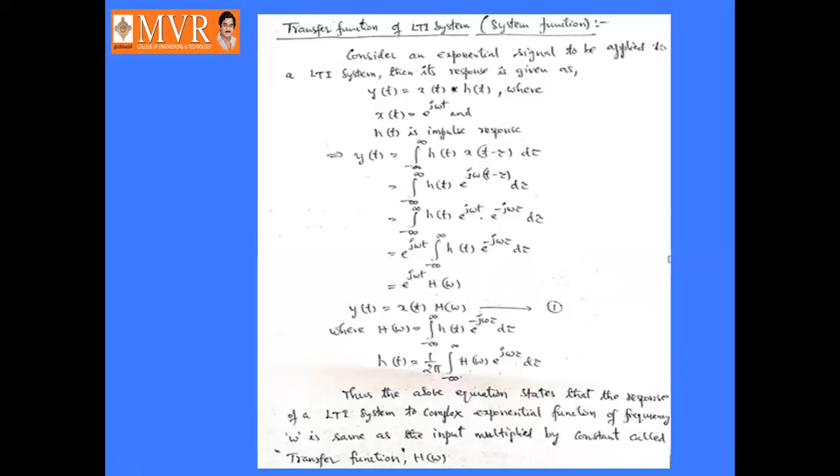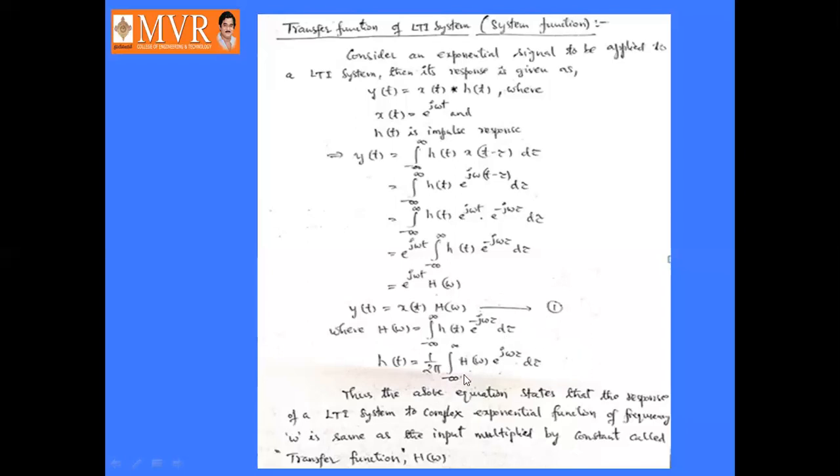What is h of omega? H of omega is nothing but the Fourier transform of h of t. How to extract h of t from h of omega? By taking the inverse Fourier transform of h of omega. So h of t can be extracted as 1 by 2 pi integral from minus infinity to infinity of h of omega into e power j omega tau d omega. This is the inverse Fourier transform of h of omega. This is the Fourier transform of h of t, right?